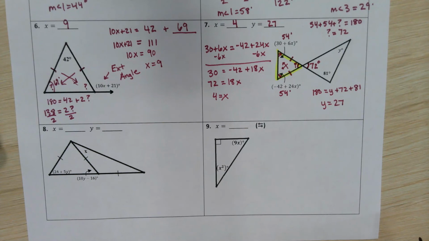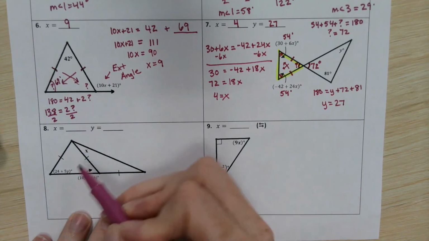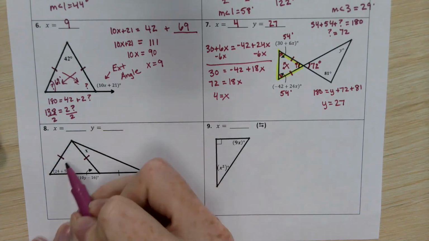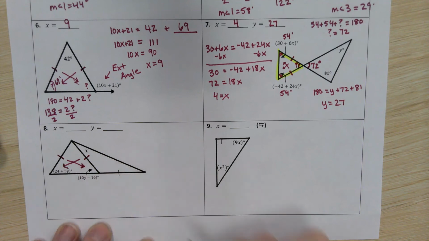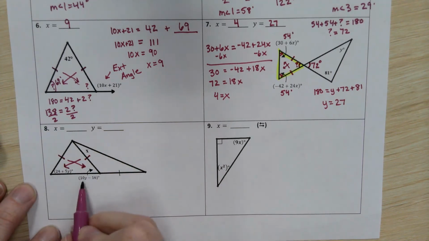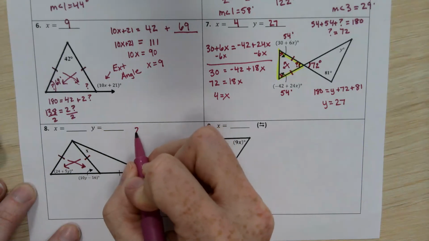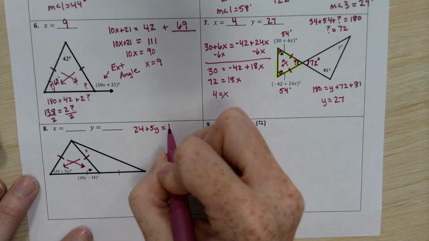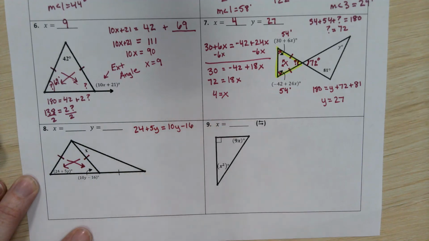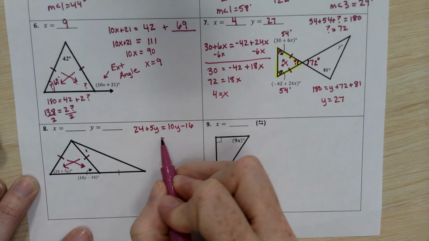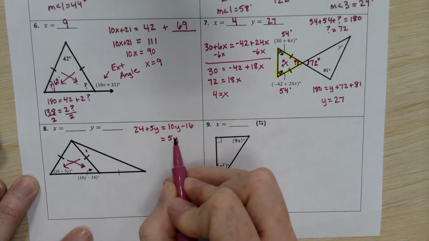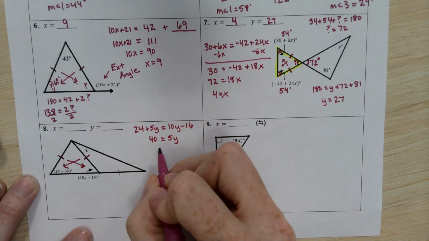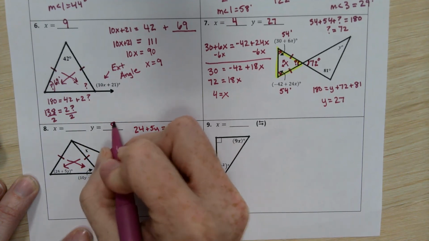Example 8 looks very similar to example 5, except I notice that there's algebra involved. So if we focus in on these 2 congruent sides, we can travel across and we should find 2 congruent angles. So even though these look different, they need to be equal. So an equation would be 24 plus 5y equals 10y minus 16. I'm going to subtract 5y for my variables to be on the right side, add 16 for the numbers to be on the left, and then 8 will turn out to be my value for y.